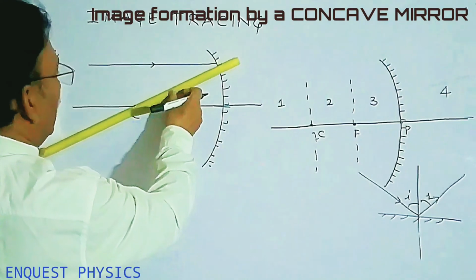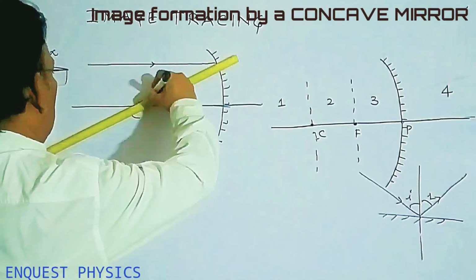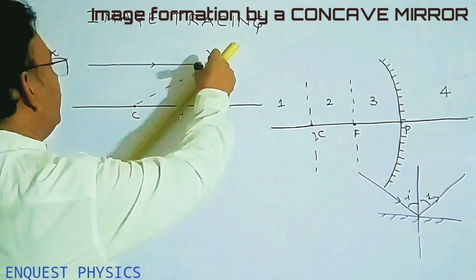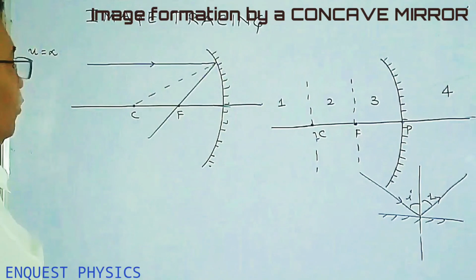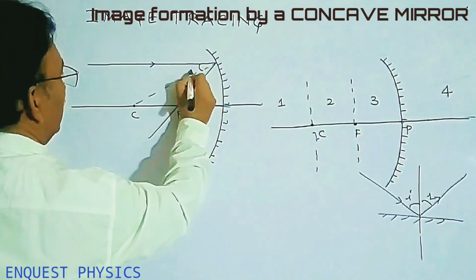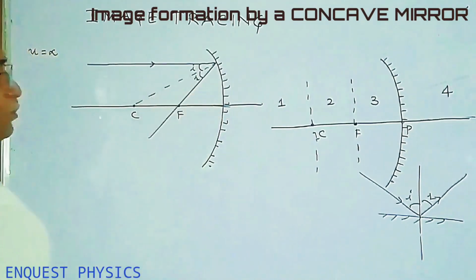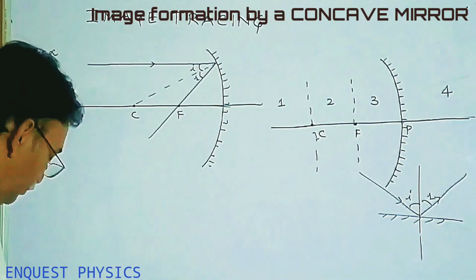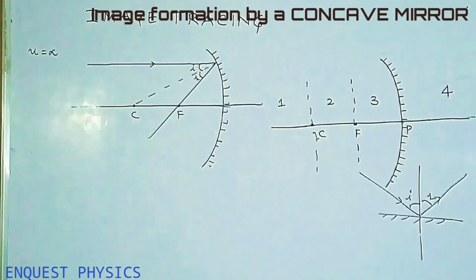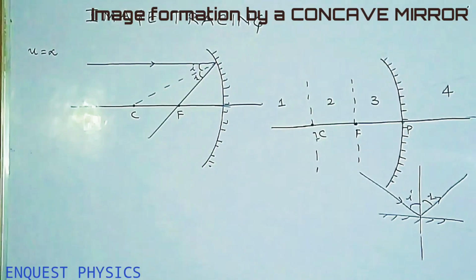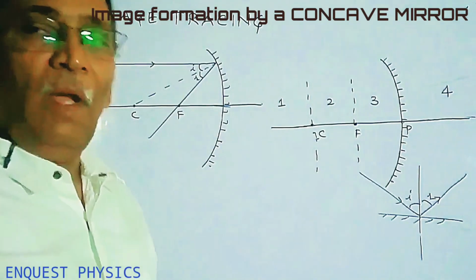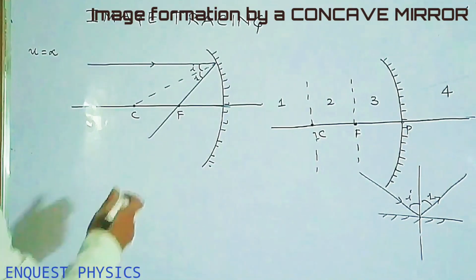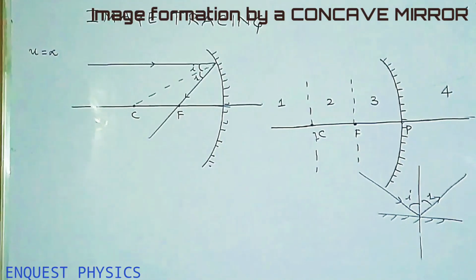I am doing the same here. First I am locating a normal. It is a normal. And what happens? The incident ray gets reflected in this way. Let's say this is the angle of incidence, and this is the angle of reflection. As you know, for regular or diffused or irregular reflection, angle of incidence is equal to angle of reflection. The ray comes here.